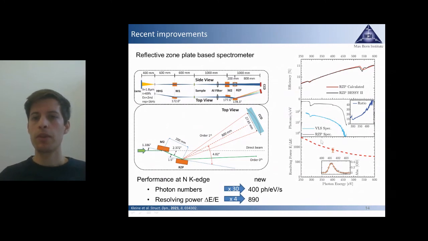On the right side, there are a few graphs showing the characterization. The one contribution to the increased photon numbers is that the reflective zone plate has an efficiency of around 12% at the nitrogen K-edge, whereas typical VLS gratings have an efficiency of 3%. So it's a factor 4. The remaining part, which gives these much stronger photon numbers at the nitrogen K-edge than with our previous setup, comes from the fact that the phosphor screen, of course, is a much less efficient way of detecting the soft X-rays than our soft X-ray sensitive CCD camera. On the bottom, you see a fit where we determined the resolving power with a fit to a spectrum of nitrogen.